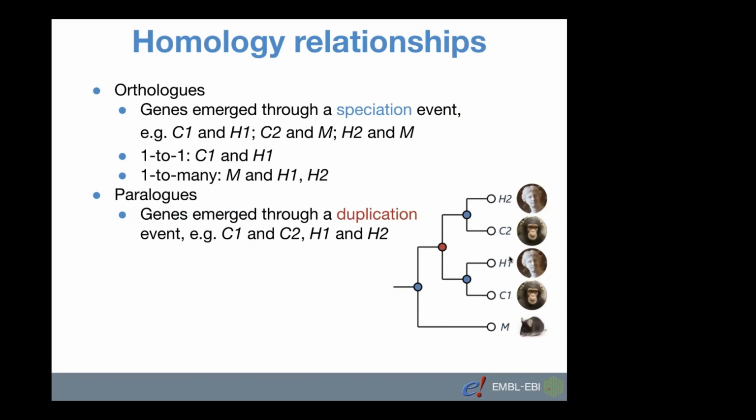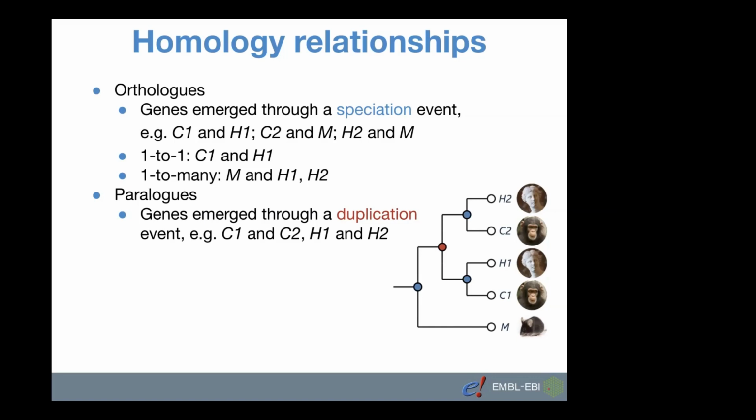Finally, genes that emerge through duplication are called paralogs. So we have a duplication just over here. So for example, here we can see that C1 in chimp is paralogous to C2 in chimp. You can see that they both diverge through this duplication event. And the same goes for H1 in human and H2 in human, as we have 2 copies of each gene in both human and chimp. So these are examples of within-species paralogs.